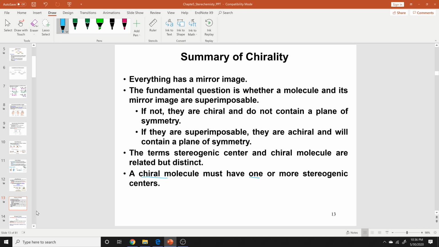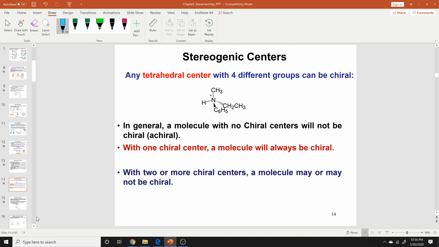As we said over here, everything has a mirror image. The question is whether the molecule and its mirror image are superimposable. If they are superimposable, then the molecule is not chiral. But if they are non-superimposable, then the molecule will be chiral and will have a mirror image. The molecule and the image will be called enantiomers. Any tetrahedral center with four different groups can be chiral. Here I'm giving not just carbon, here I'm giving an example of nitrogen.